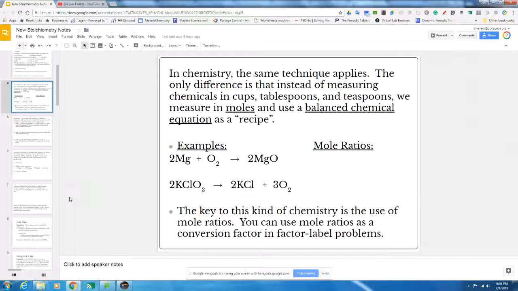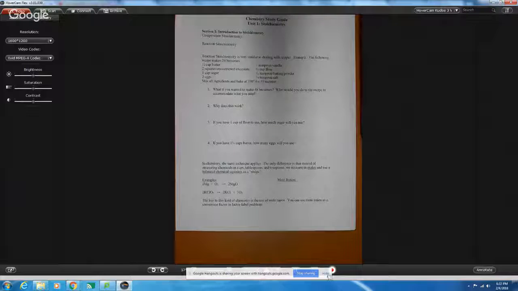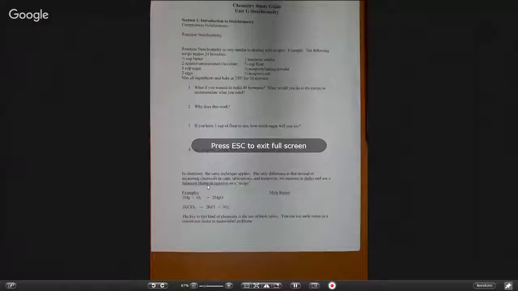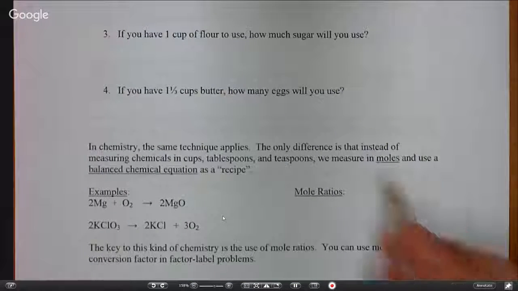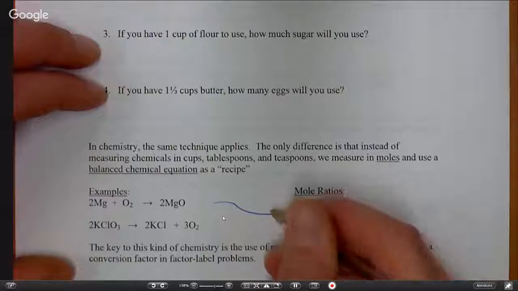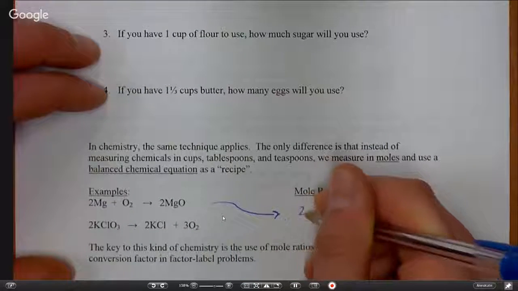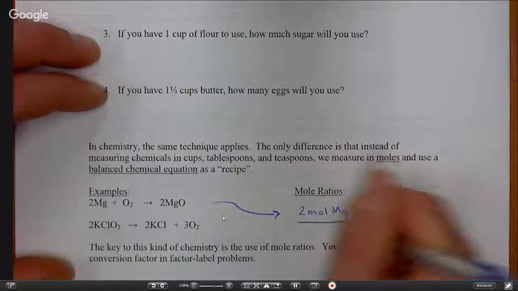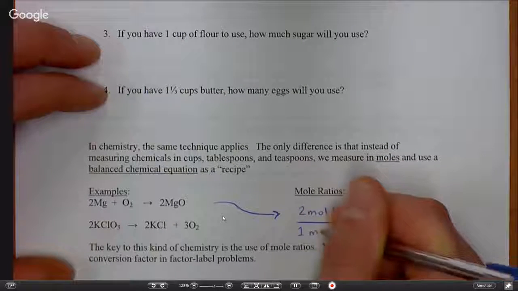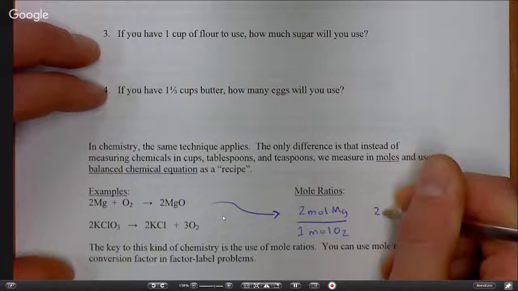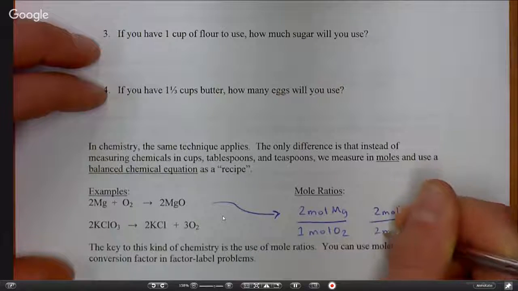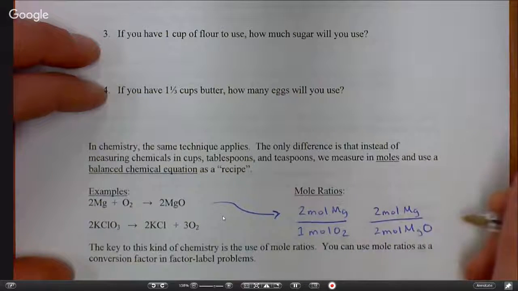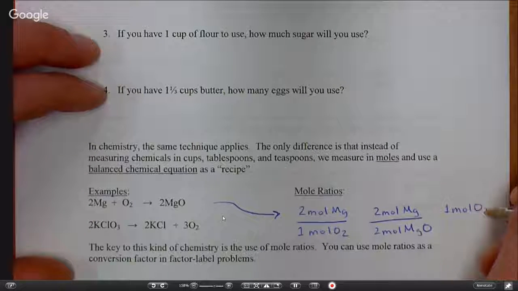And if I'm going to switch over to the hover cam. All right. So an example of a mole ratio for this one, we had said for every 2 moles of magnesium, there is 1 mole of O2. Or for every 2 moles of Mg, there are 2 moles of MgO. And then we could relate oxygen. For every 1 mole of O2, there are 2 moles of MgO.